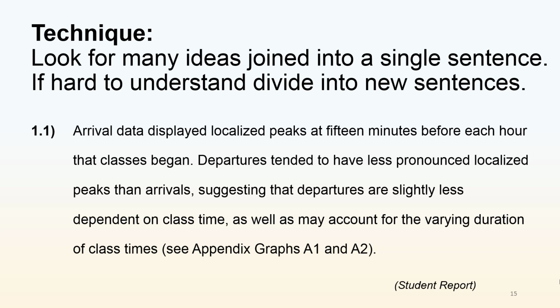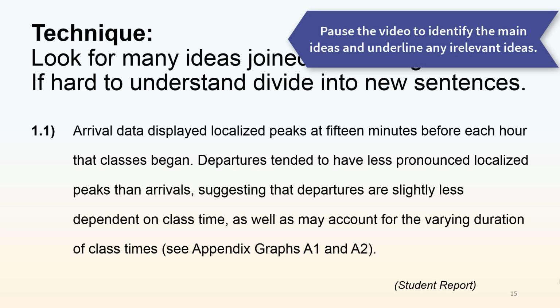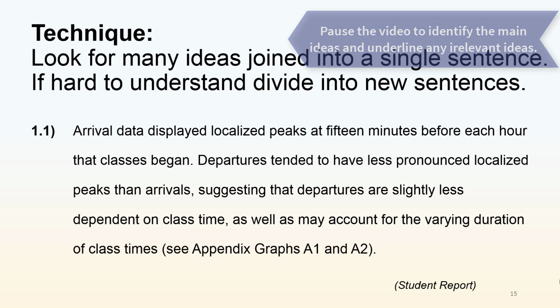Arrival data displayed localized peaks at 15 minutes before each hour that classes began. Departures tended to have less pronounced localized peaks than arrivals, suggesting that departures are slightly less dependent on class time, as well as may account for the varying duration of class times. See Appendix Graphs A1 and A2. Pause the video to identify the main ideas of this example and underline any ideas that are not relevant.